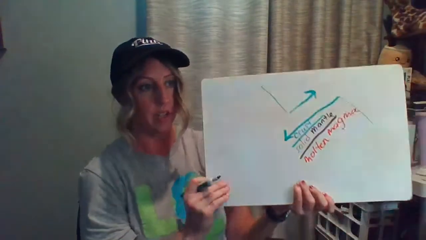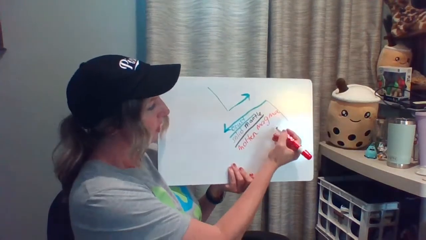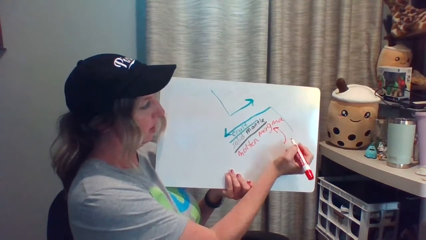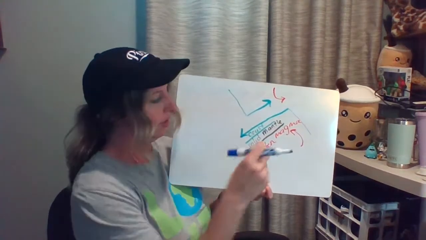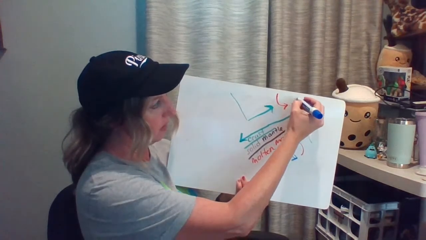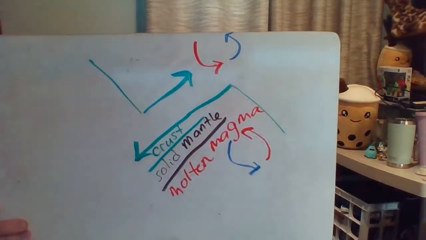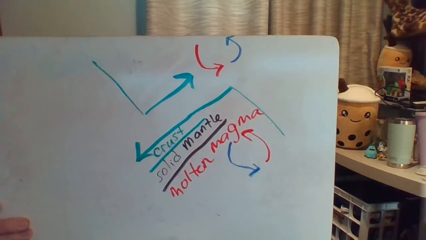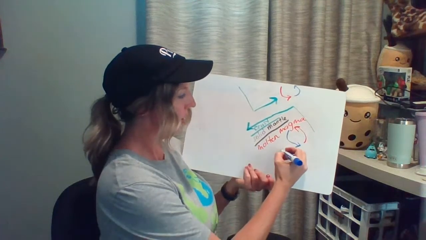Now we need to draw our convection currents. So again, we're kind of moving away from each other. So this one is moving this way as rock melts. This one is moving the other way. And then when the rock cools, right, it goes back down into the mantle and gets remelted. So let's go ahead and label our convection currents.